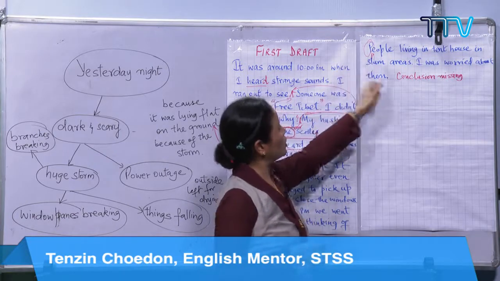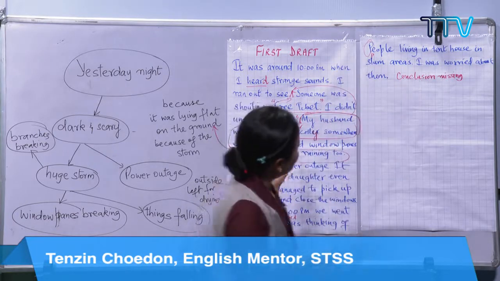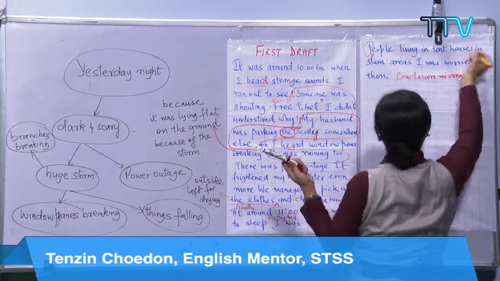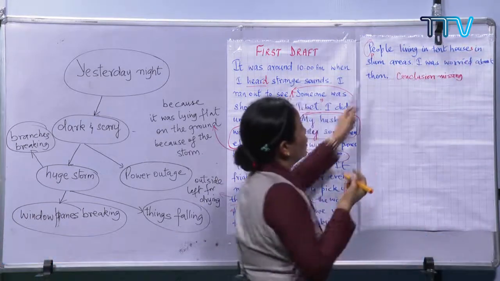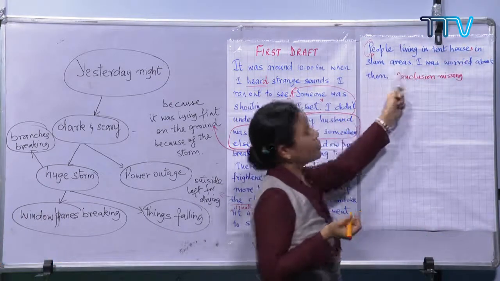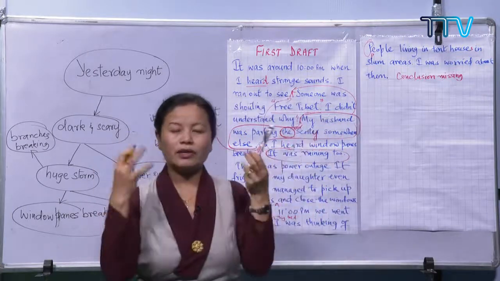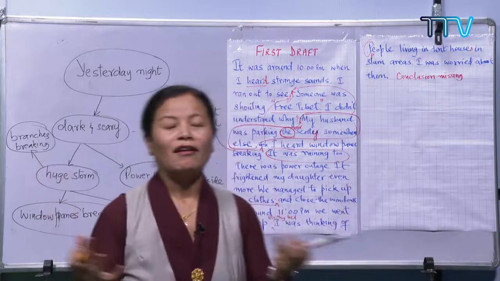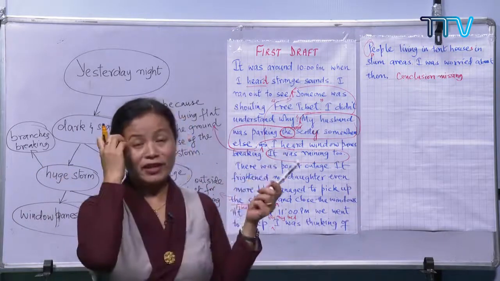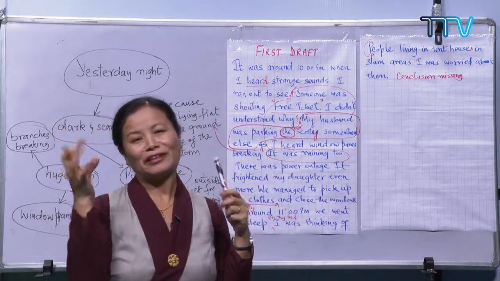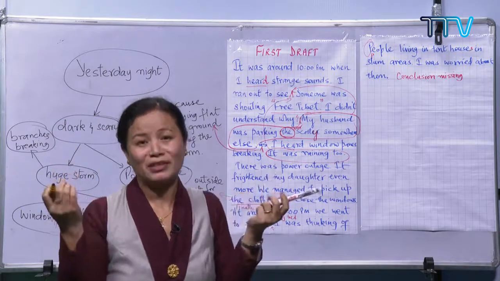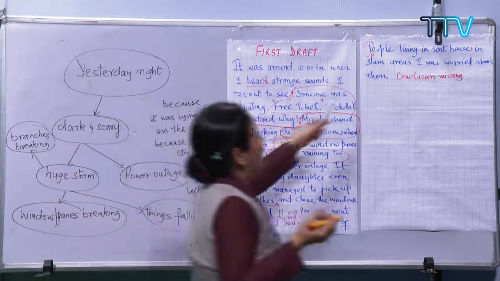So people living in tent houses I can add, in slum areas. I was worried about them. Okay, why I was thinking about those people? Because it was very stormy, when even in our house we were frightened. So think about the people living in the tent house. What might have happened, isn't it? I was worried. And then what is missing?